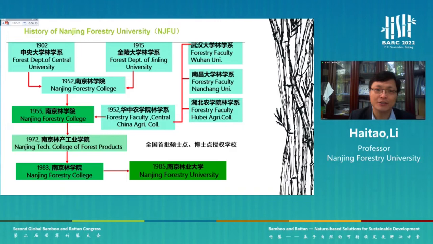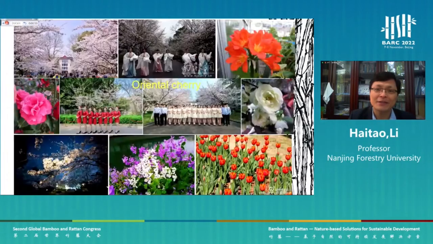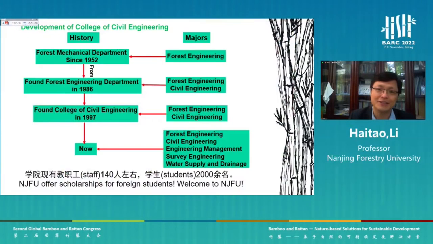Nanjing Forest University originated from Central University in 1902. Now it's 120 years. The transportation for our university is very convenient. It's very close to line three, and this line connects both Nanjing River Station and Nanjing South River Station and Nanjing Airport. The campus is very beautiful, particularly for its flowers. So welcome to Nanjing Forest University. And for me, I'm from the College of Civil Engineering. This college has about 140 staff and 2,000 students.